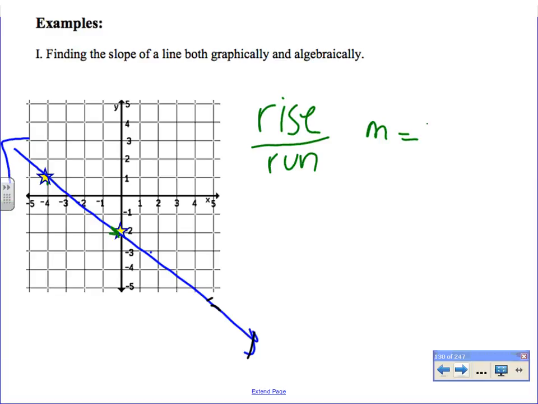Alexis? Awesome. -3 over 4. So down 3, that's -3. Over to the right 4, that's positive 4.